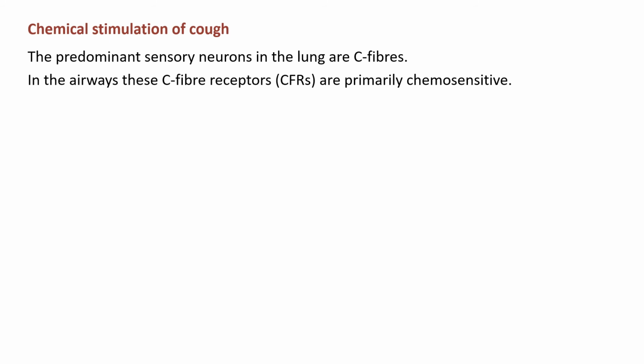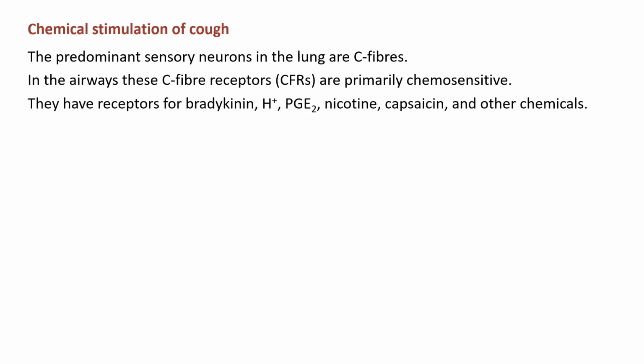If you remember, we talked about J receptors, which are also C fibers, but they're down around the alveoli. They're all about the perception of dyspnea, nothing to do with cough. These C fibers in the larger airways are sensitive to chemicals. The chemicals they're sensitive to are things like bradykinin, protons, prostaglandin E2, nicotine as in the chemical, capsaicin and other chemicals.